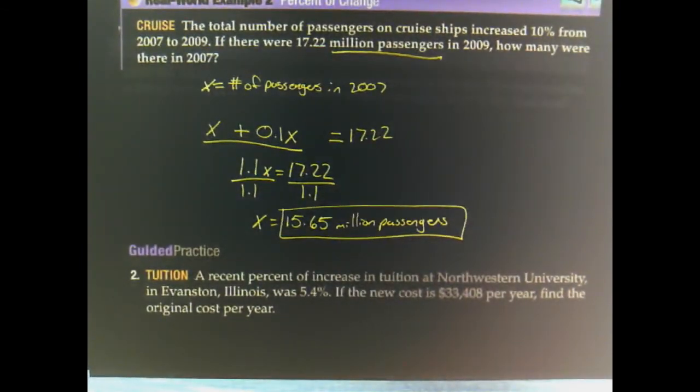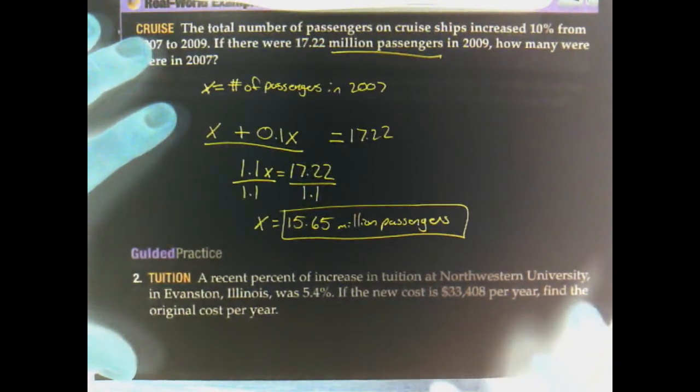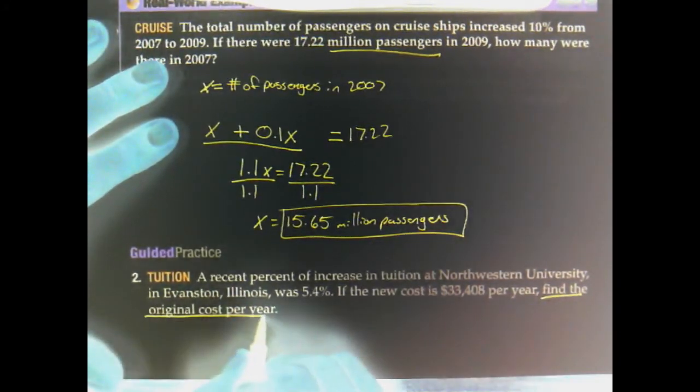Okay, we should be back from trying number 2 on our own. Let's go through it. It says, a recent percent of increase in tuition at Northwestern University in Evanston, Illinois was 5.4%. The new cost is $33,408 per year. Find the original cost per year. So again, just a bit of advice when we're solving word problems, generally the last sentence tells you what they're looking for. It says find the original cost per year.